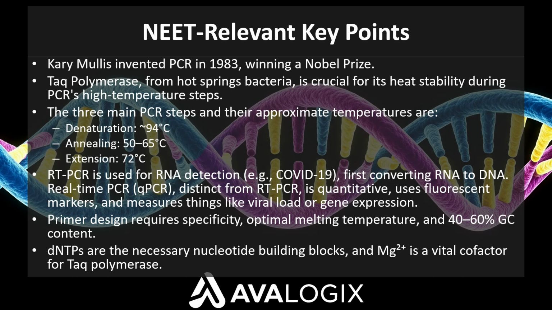Primer design. NEET questions sometimes ask what is essential for primer design. The answer is specificity to target sequence, optimal melting temperature, and GC content around 40 to 60%. dNTPs act as substrates for the polymerase. A question might ask, what provides nucleotides during PCR? And the correct answer would be dNTPs, not ADP or DNA ligase.